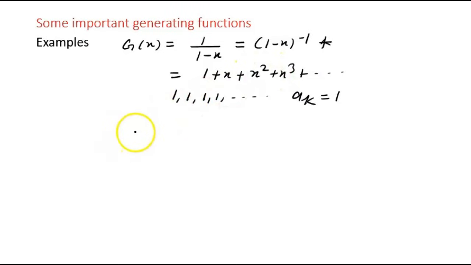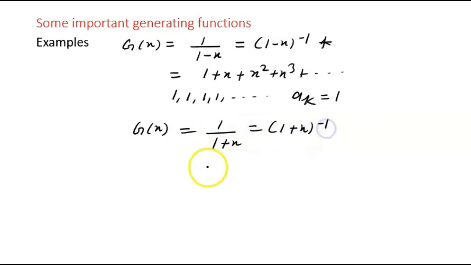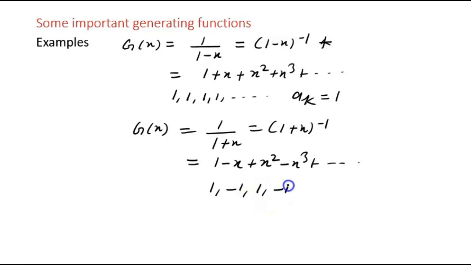Similarly, if I take a generating function G(x) is equal to 1 by 1 plus x, it can be written as (1 plus x) to the power minus 1. And if I expand it, it will be 1 minus x plus x square minus x cube and so on. So what is the sequence that we are able to generate? 1, minus 1, 1, minus 1 and so on. So these are some of the important generating functions. We will see some more.